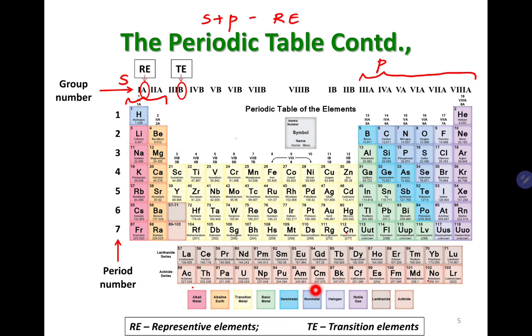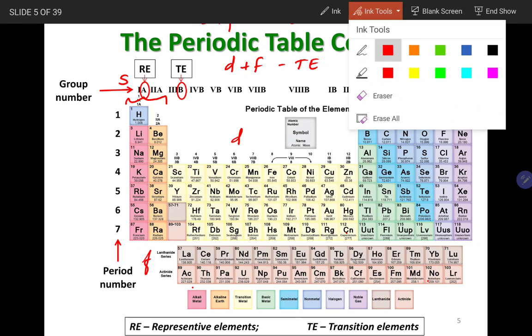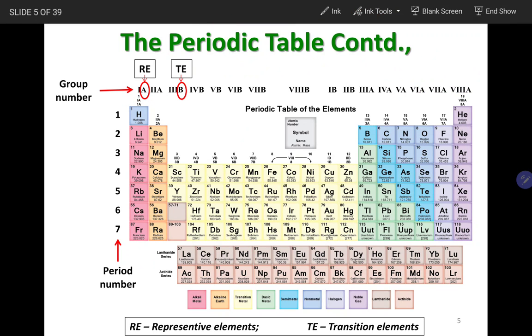And then you have the D block and the F block. Combined, D block and F block are known as transition elements. So those are the elements that are present in the periodic table. So I hope I made myself clear.